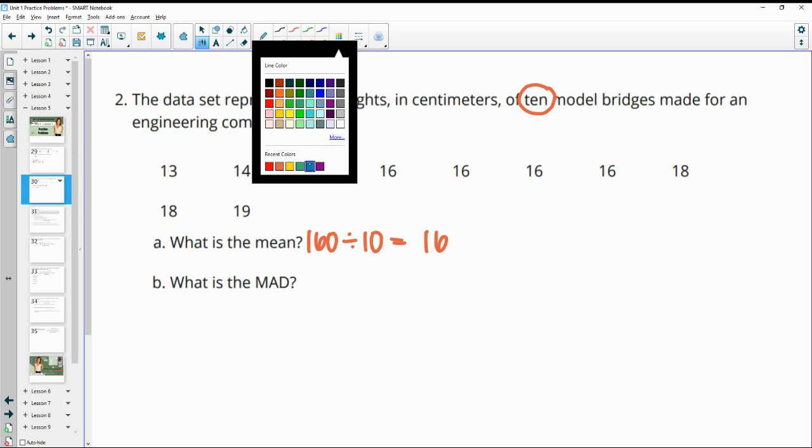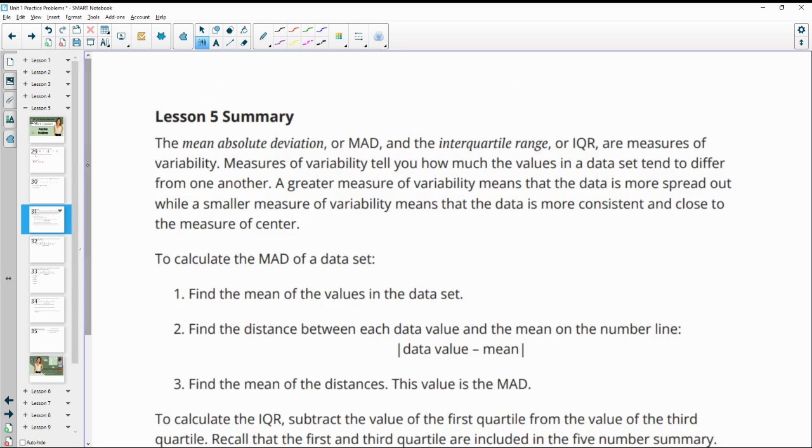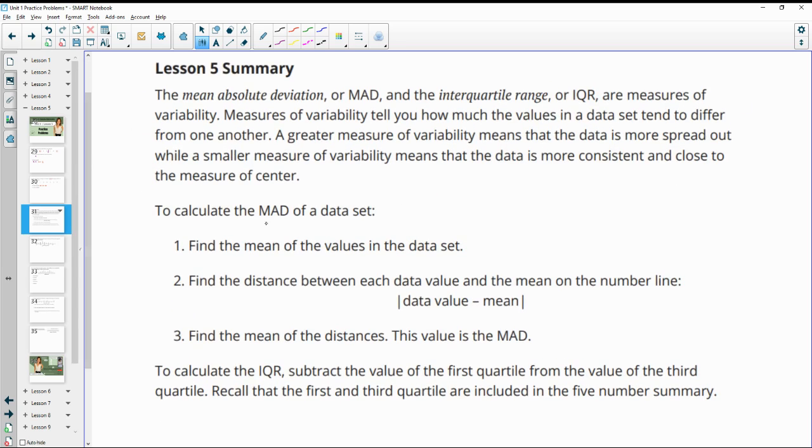And then the MAD, which stands for mean absolute deviation, is the next thing to find. So the mean absolute deviation, if we go to your lesson summary, it tells us how to calculate the MAD. So we can follow these three steps here. The first is to find the mean of the values in the data set, which we did in ours, right? We got 16 for that.